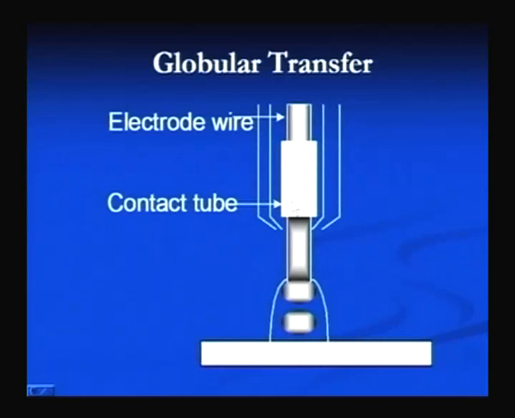Schematically we can see here the globular metal transfer. At the tip of the electrode, the molten metal droplet will be growing gradually, and as and when it attains a large enough size, under the gravitational force it is detached from the tip of the electrode and transferred to the weld pool. The size of the droplet normally becomes larger than the diameter of the electrode in this case.